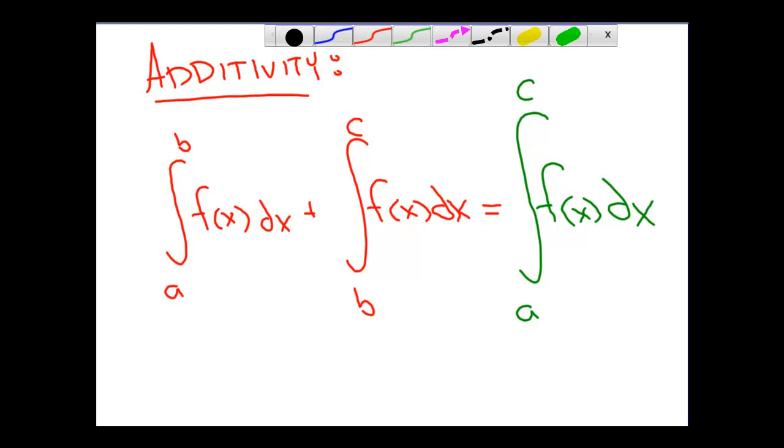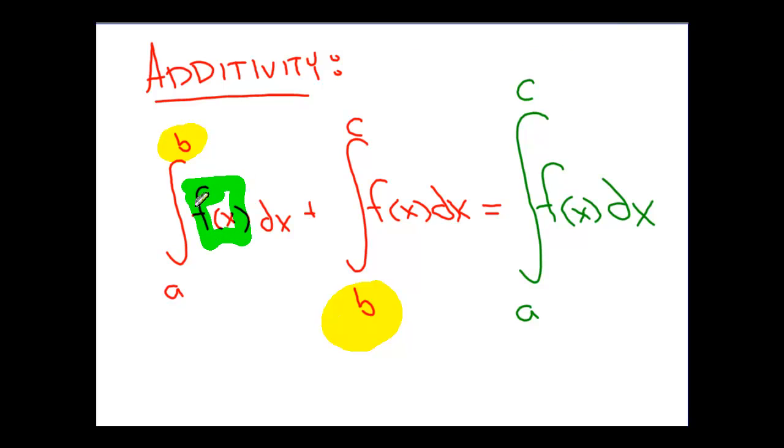And again, the important thing to make note of here is that the upper limit of one integral is the same as the lower integration limit of the other one, and also that the function here and the function here are identical. And if those two conditions are met, we can combine these integrals together and be able to figure out what the result is there. Okay.